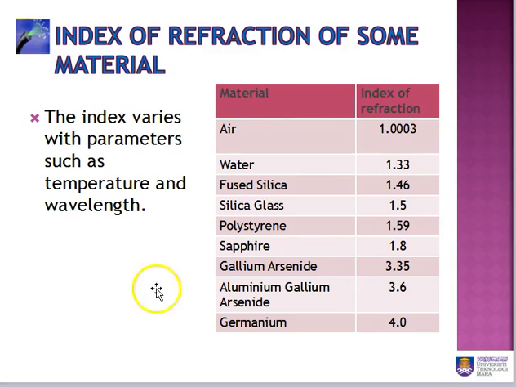So this is the index of refraction, or what we call refractive index, of some of the materials. Air is having 1.0003, so normally we use the refractive index of air as 1, and it is the reference refractive index for other materials. Water, fused silica, silica glass, polystyrene, sapphire, gallium arsenide, aluminium gallium arsenide, and germanium. These are the materials that normally represent fiber optics situations.